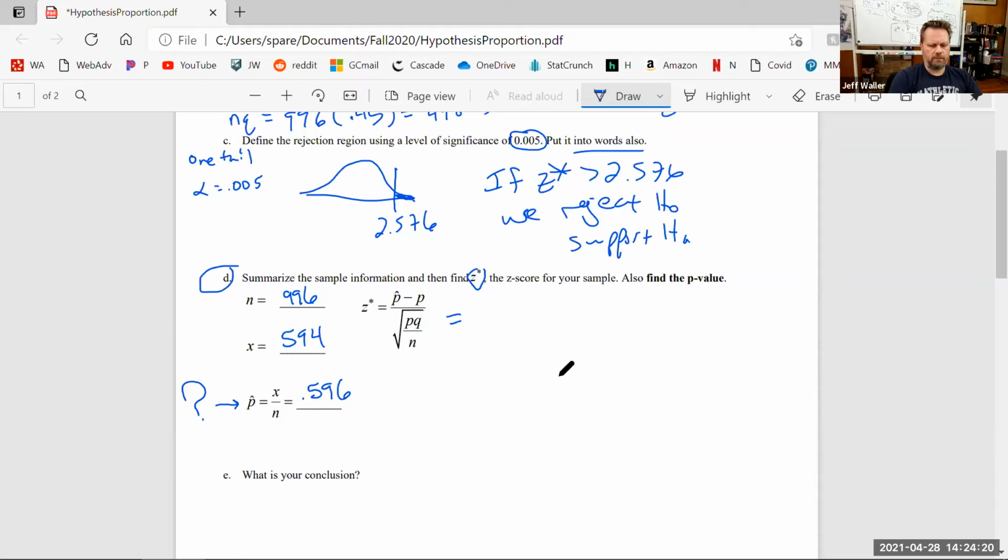So the biggest mistake people make is they throw too many p hats in here. There's only one hatted letter, correct?